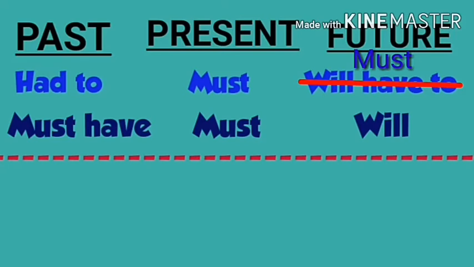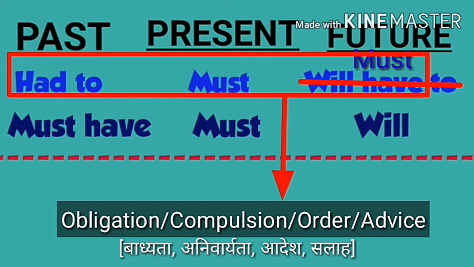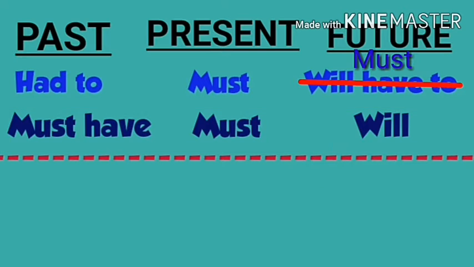Hello friends, in this video we will understand how to use must in present, past and future. Must is used for two different things. Must is used for obligation and must can also be used for deduction. Obligation means something which is necessary to be done. In deduction, we make a guess about something.